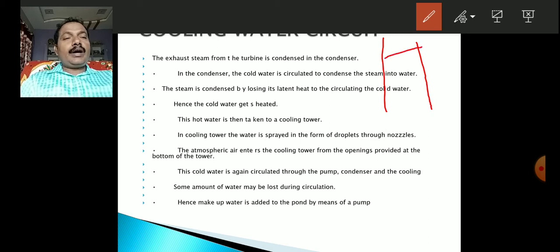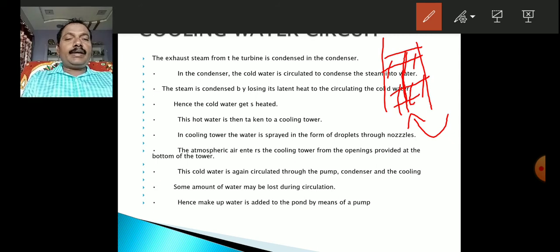So the hot water is sprayed through different layers of nozzles like this, and cool air is coming in from the environment. Hence, the water temperature drops. The falling droplets absorb the cool from the environment, and the temperature comes down. Hence, it becomes the cooling water.